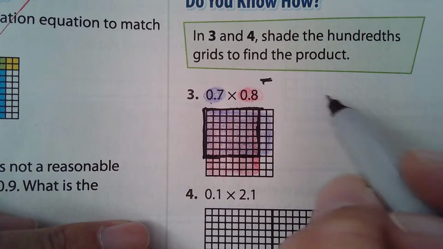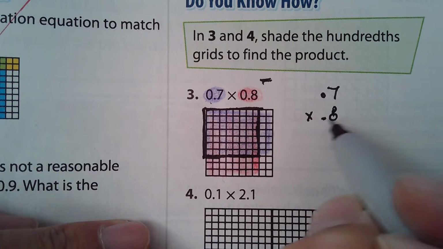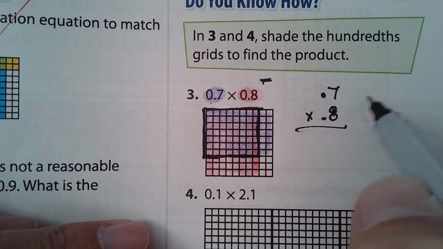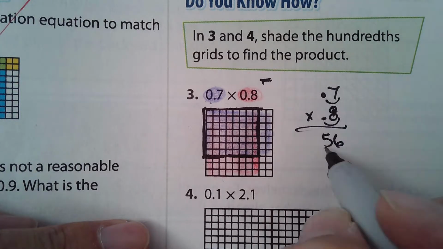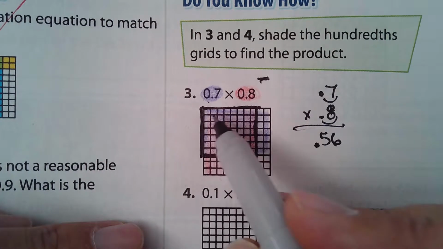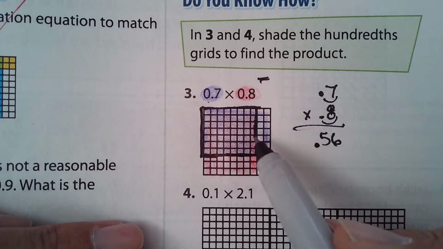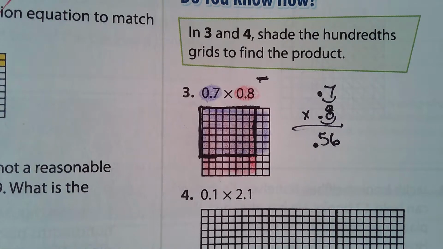So 0.7 times 0.8. Well, what's 7 times 8? 56. I have to move the decimal over how many places? 2. If you were to count these squares in here, you would see that there's 56 squares. All right?